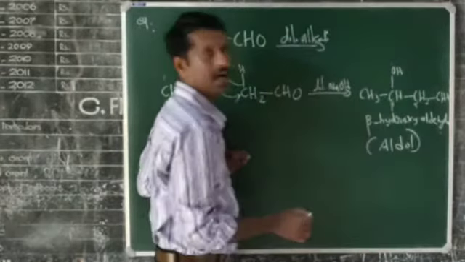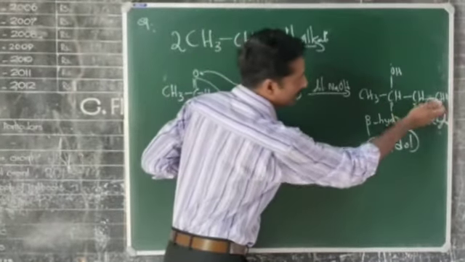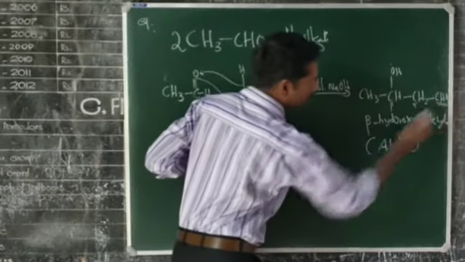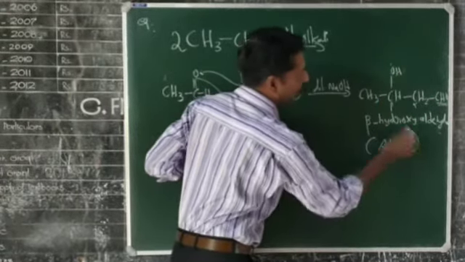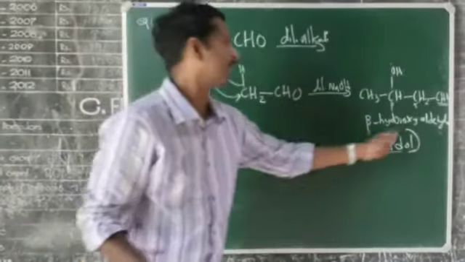Why is this called aldol? You can see that in the same compound there is an aldehyde group, so ALD for aldehyde group, and an alcohol group, aldol. So beta hydroxy aldehyde, that is an aldol.